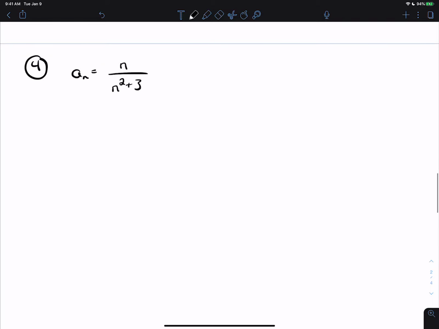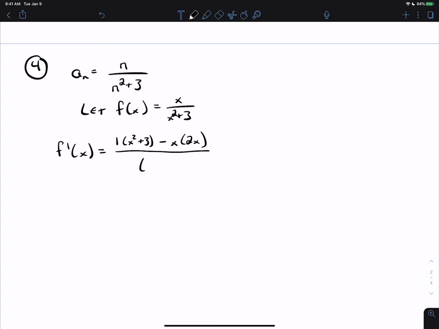So here, what we're going to do is we're going to say let f of x equal x over x squared plus 3. We're going to look at the derivative of that. So the derivative of this is using the quotient rule. So we take the derivative of the top times the bottom minus the top times the derivative of the bottom over the bottom squared. We simplify that, so we get x squared plus 3 minus 2x squared. And I'm going to go ahead and leave the bottom in its factored form.